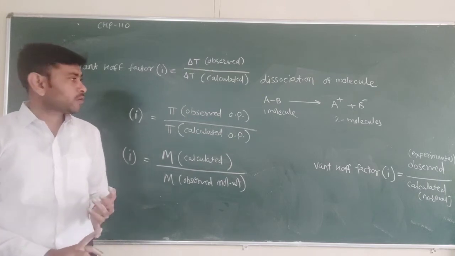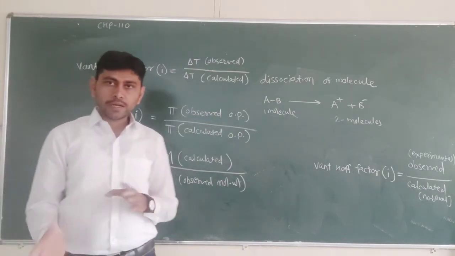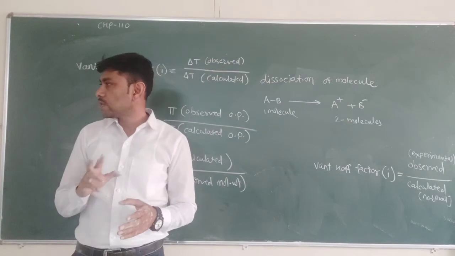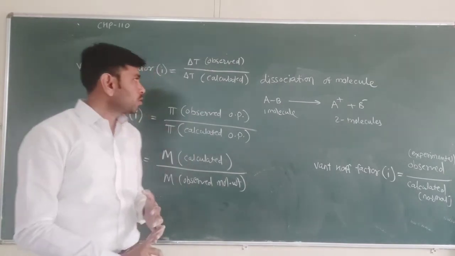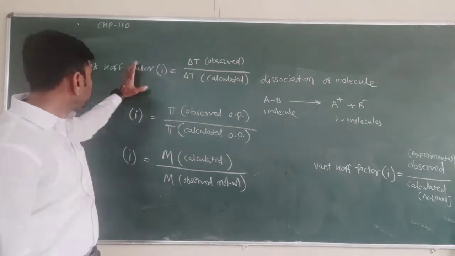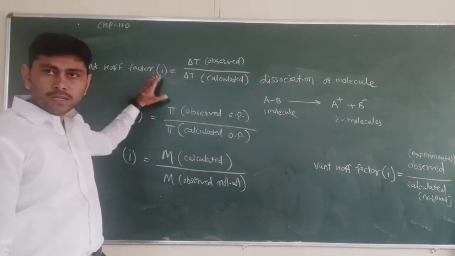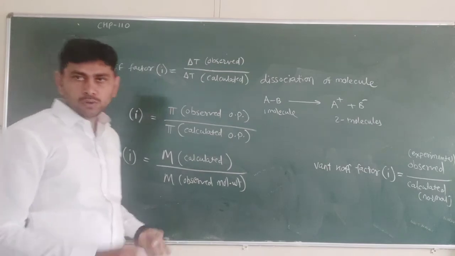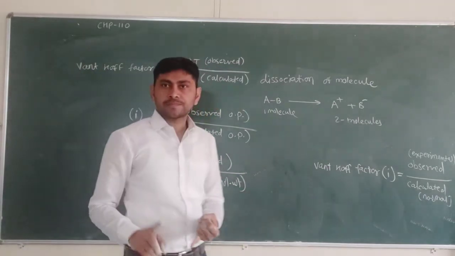Why does this difference occur between observed and calculated value? Because there is an association or dissociation of molecules. Due to association or dissociation there is a Van't Hoff factor i. So we studied osmosis.